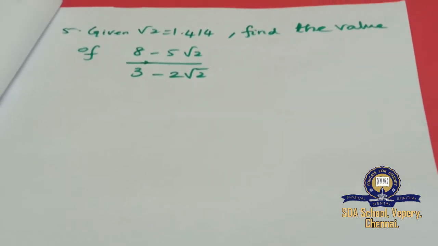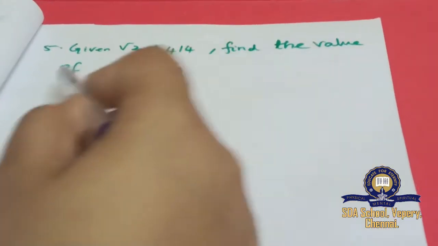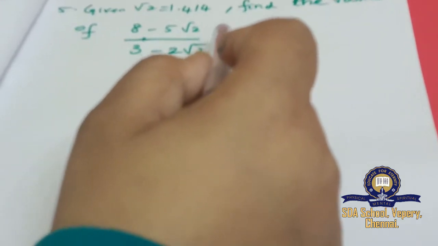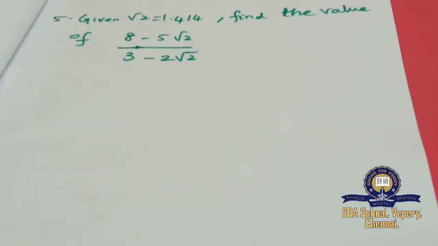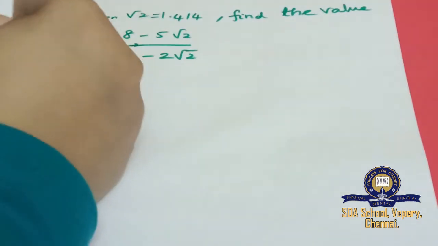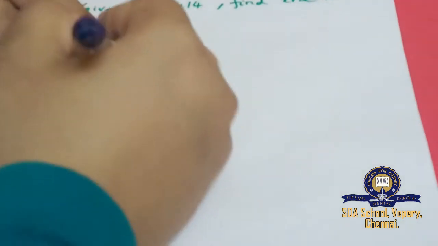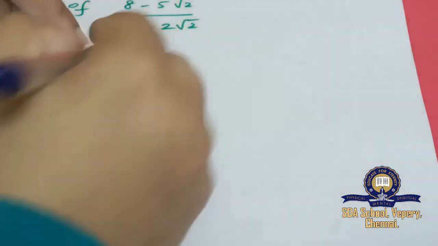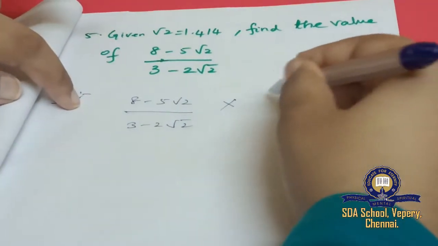Question number 5. Given that root 2 equals 1.414, find the value of 8 minus 5 root 2 divided by 3 minus 2 root 2 up to 3 places of decimals. How do I do this sum? Step 1, let's first of all rationalize the denominator. That is, I will write 8 minus 5 root 2 divided by 3 minus 2 root 2. I have written the question, then I will rationalize it. How will I rationalize it?